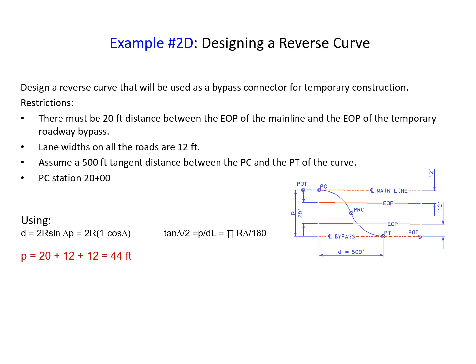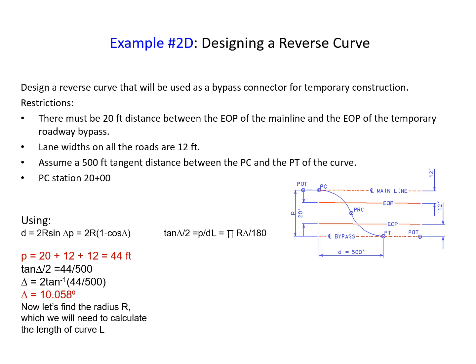So P equals 20 plus 12 plus 12, which is 44 feet. Knowing P and knowing D, we can go ahead and calculate the delta. Delta ends up being 10.058 degrees. Now let's find the radius, which we will need to calculate the length of curve. The radius becomes 1,431.47 feet. Now that we have a delta and an R, we can calculate the length of curve.